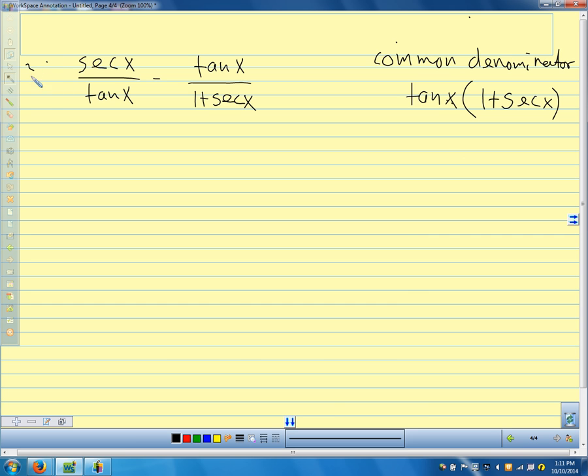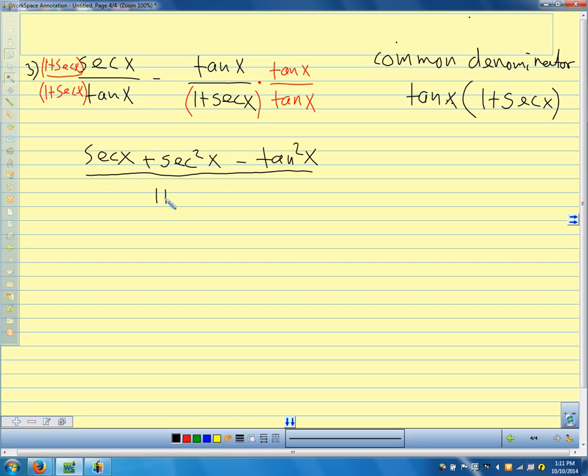So I'm going to move my 3 over here a little bit. I'm going to multiply this by tangent x over tangent x, and I'm going to multiply this by 1 plus secant x over 1 plus secant x. And I put parentheses there so I remember to multiply properly. All right, so when I multiply this out in the numerator, I get secant x plus secant squared x minus tangent squared x over my common denominator of 1 plus secant x times tangent x. And I'm not going to multiply that out. When you work these problems, it's often helpful not to multiply out this thing in the denominator. Sometimes we get things that cancel.